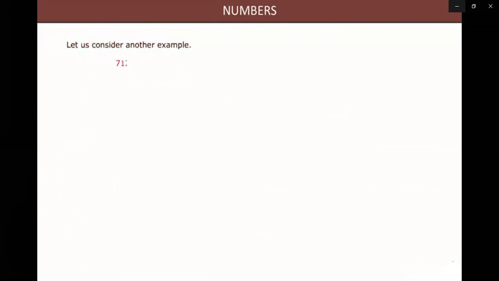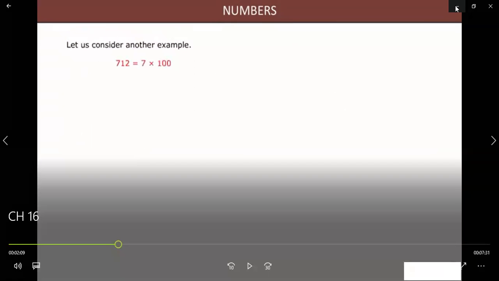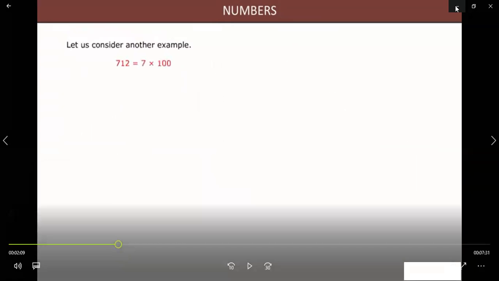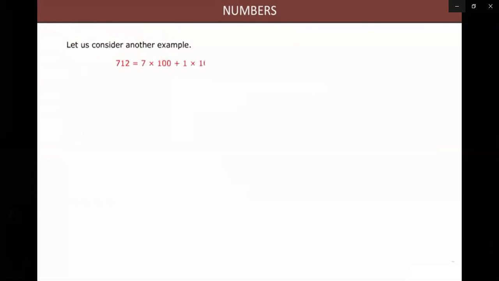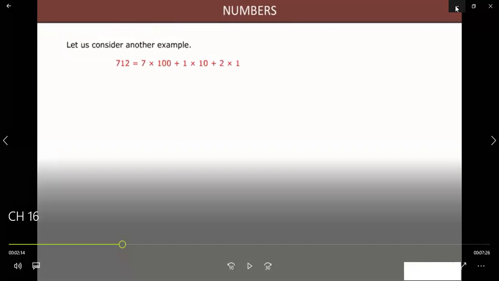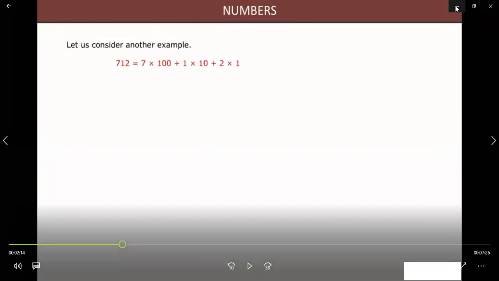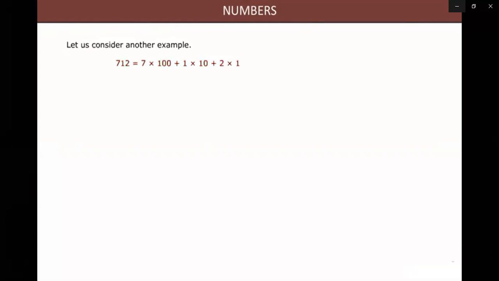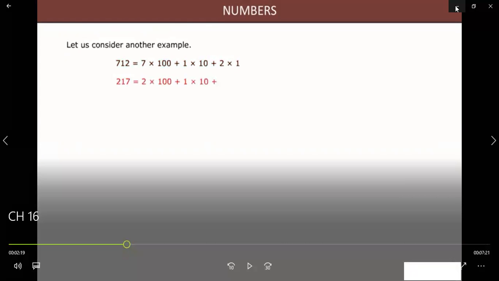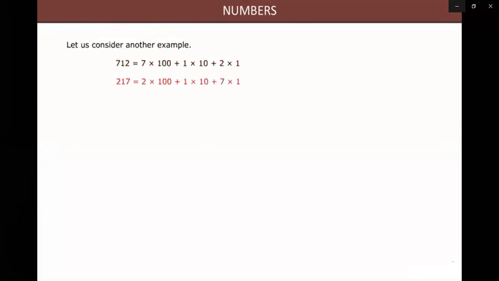Let us consider another example. For example, let us take the number 712. This 712 in its generalized form, you can write like 7 into 100 plus 1 into 10 plus 2 into 1. Why are we doing this? Because you know that 7 is at the hundreds place, 1 is at the tens place, and 2 is at the units place. That's why we are writing like this. Then after reversing the digits, we'll get 217. So 217 you can write like 2 into 100 plus 1 into 10 plus 7 into 1, right? So here we can see that ABC is equal to 712 and CBA is equal to 217, okay?